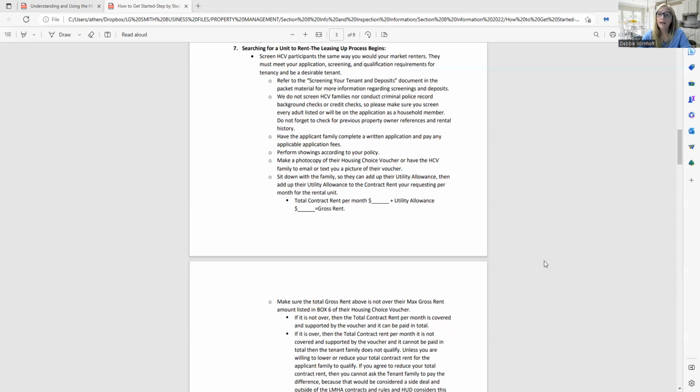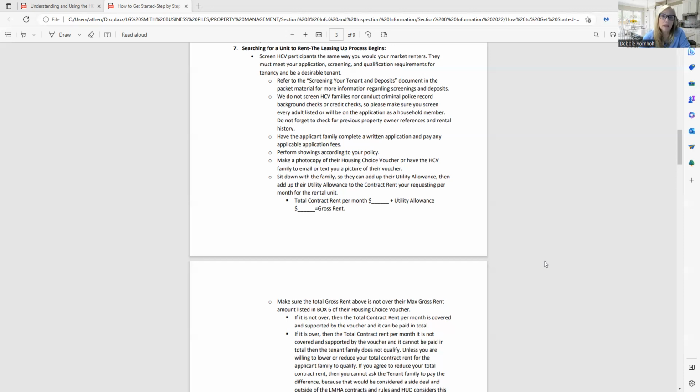That being said, this is a page out of the owner's packet that I have up on the screen here. And it says right here, screen your participants the same way you would your market renters. So Section 8 is telling you, don't change anything, okay? They must meet your application, your screening and qualification requirements for tenancy and to be a desirable tenant. They tell you they don't do criminal background checks. They don't do credit checks. They don't do any of that. So it is your job. They just give these people a voucher and promise to pay their rent. That's all they say, and that's all that they're going to do.